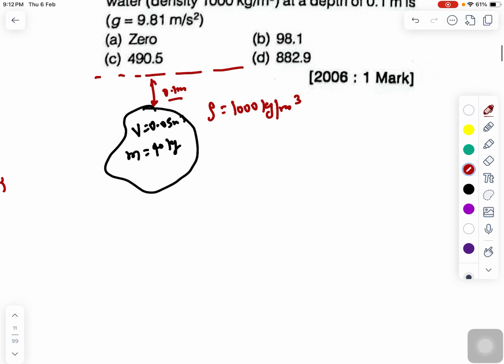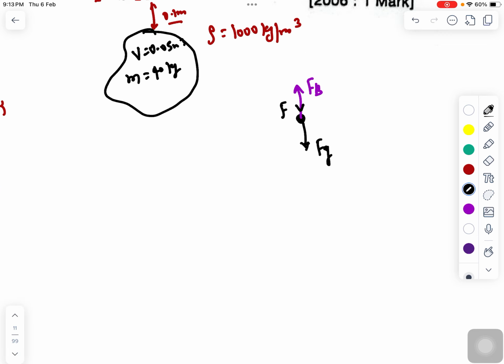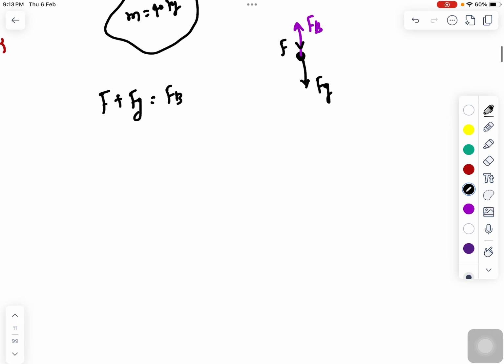So if I make the free body diagram of this object, there is a gravitational force along the downward direction, and along the upward direction there is the buoyancy force acting on the object, opposite to gravity. Since we want to hold this object below 0.1 meter, we have to apply a force along the downward direction. So if I apply the force balance over this object, F plus Fb equals Fg, so the net force that must be applied to hold the object in that position is F equals F buoyancy minus F gravity.